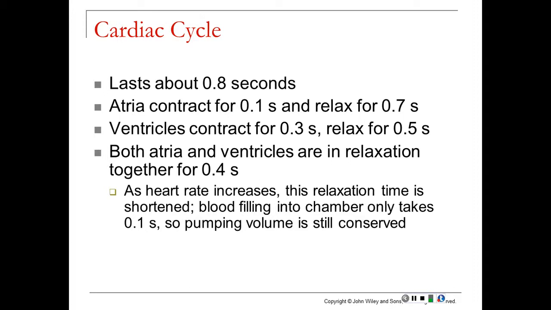The cardiac cycle lasts less than a second, about 0.8 of a second. That is the length of time it takes for one heartbeat to occur, one cycle to occur within our heart. The atria contract for about 1/10 of a second and then relax for 7/10 of a second, whereas the ventricles are contracting for a bit longer. It's because they have more myocardium, they're generating more force.